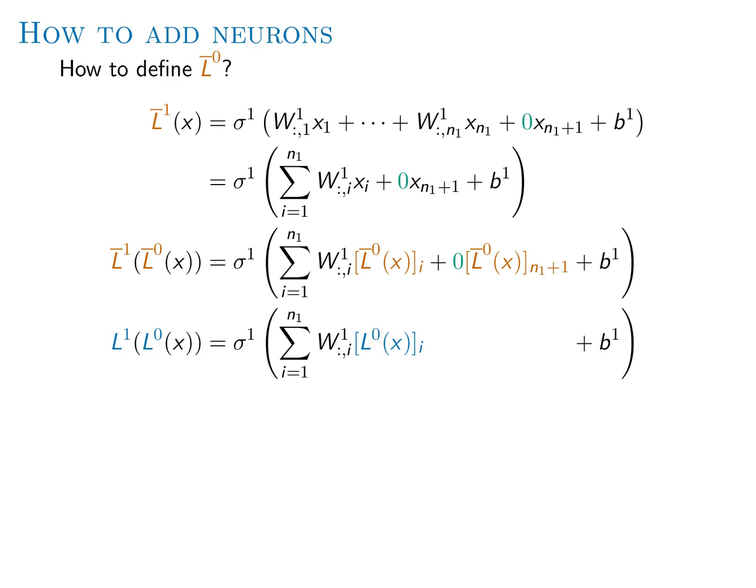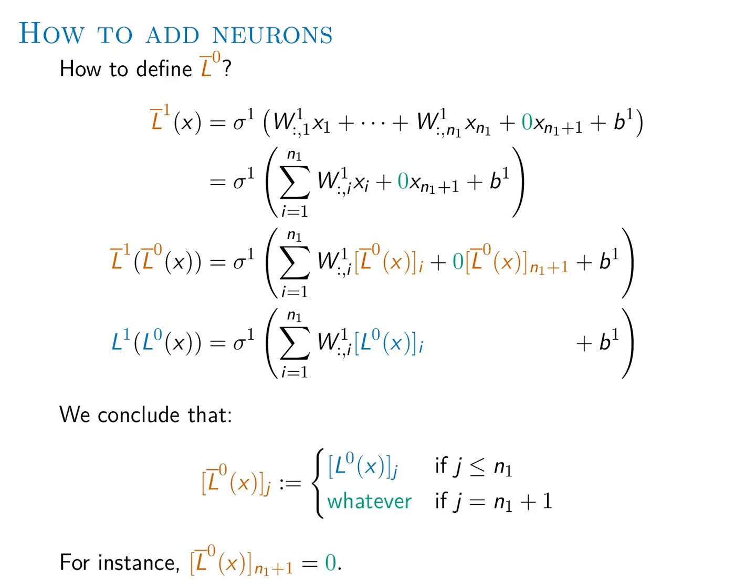Let's compare the composition of the new layer operators that we have to define with the composition of the original layers. Comparing both lines, we see that L0 bar must be equal to L0 for all components i from 1 to n1. But the component n plus 1 is multiplied by a 0, because this is the definition we take for L1 bar, so it doesn't matter the value of L bar 0. So we can define it freely, for example, as 0 again.